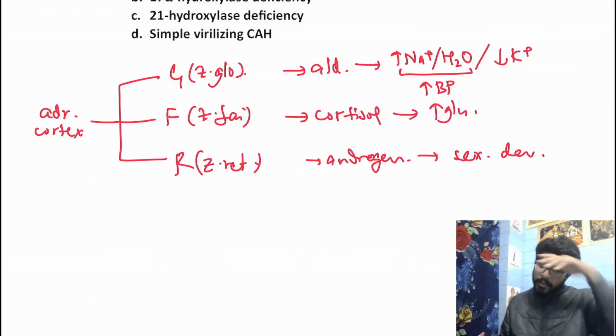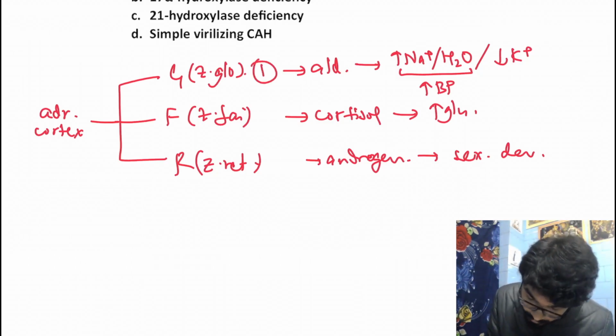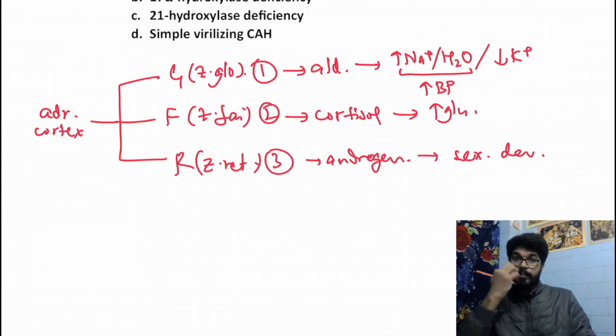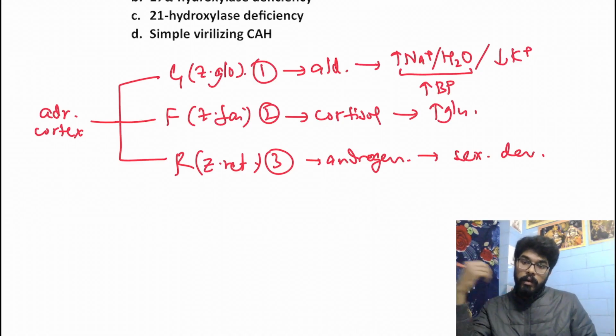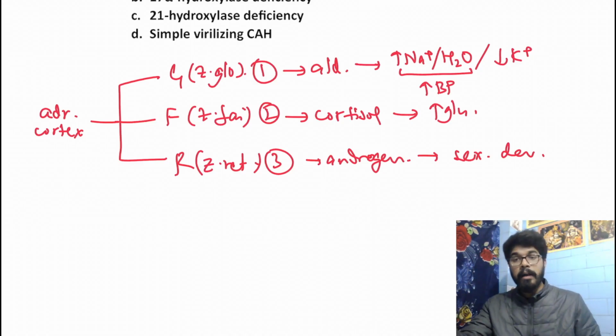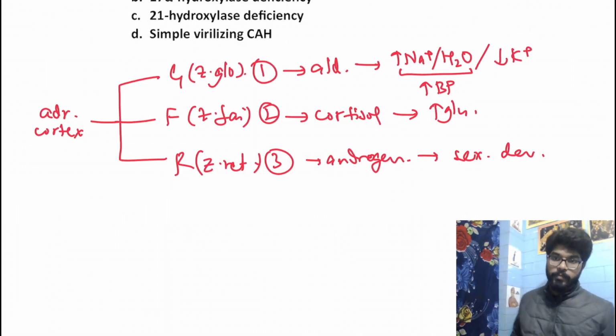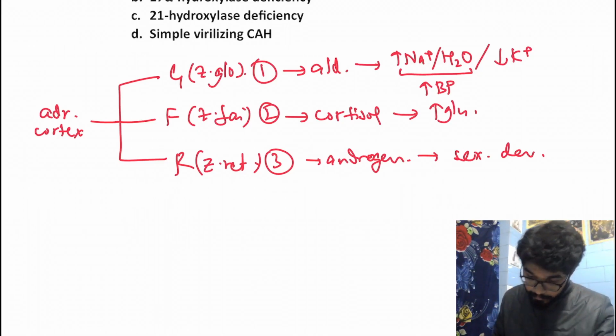Now, first part of the mnemonic is assigning this GFR a number, that is 1, 2 and 3 respectively from outside to inside, G, F and R. So we are assigning 1 to aldosterone, 2 to cortisol and 3 to androgens. That is from outside to inside, 1, 2 and 3 respectively. This is the first part of the mnemonic. Moving on to the second part of the mnemonic.